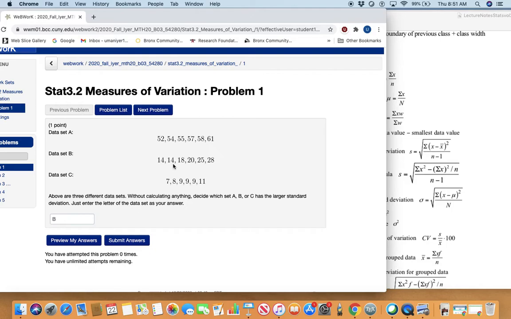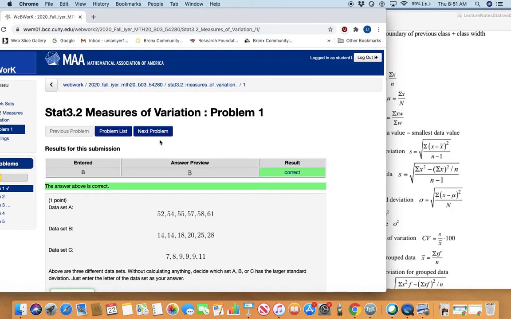I hope it's clear. 14 to 28, that's a huge jump, 14 numbers. This is 9 numbers. This is 4 numbers. You see, 11 minus 7 is 4. Highest minus lowest is 9. Highest minus lowest is 14. So this is most spread out. Next problem.